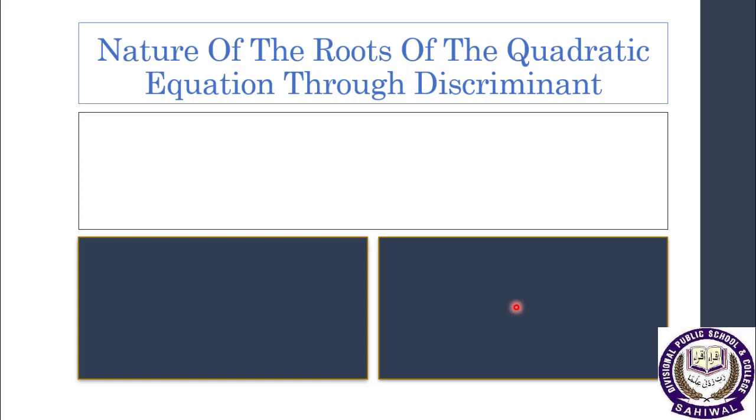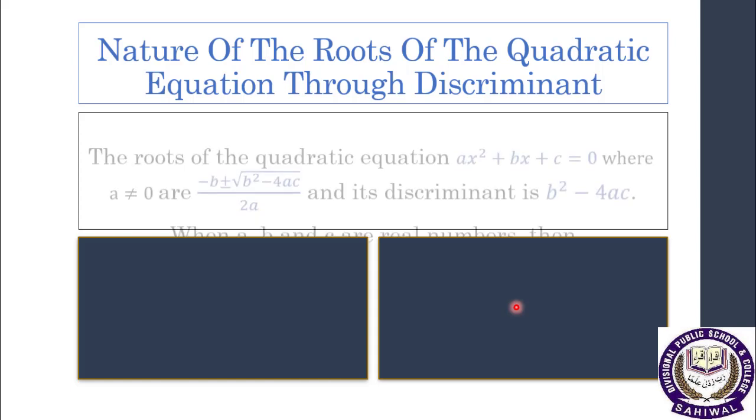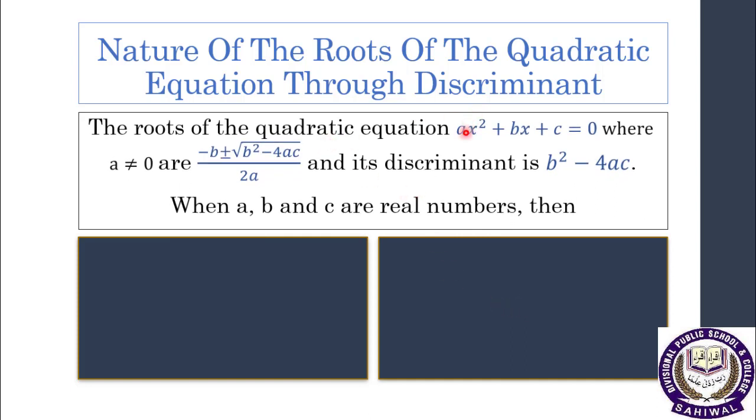Now we will discuss the nature of the roots of the quadratic equation. The roots of the quadratic equation ax square plus bx plus c equal to 0, where a is not equal to 0, are minus b plus minus square root of b square minus 4ac over 2a, and its discriminant is the expression under the radical sign, that is b square minus 4ac. We know that a, b and c are real numbers. Then we have 4 cases that help us in determining the nature or the characteristics of the roots of the quadratic equations.